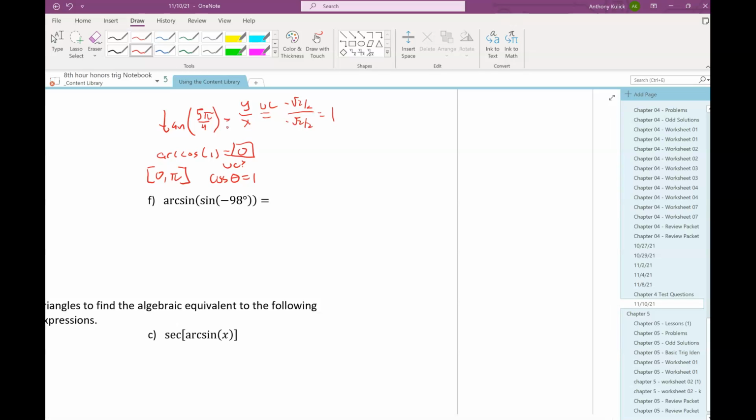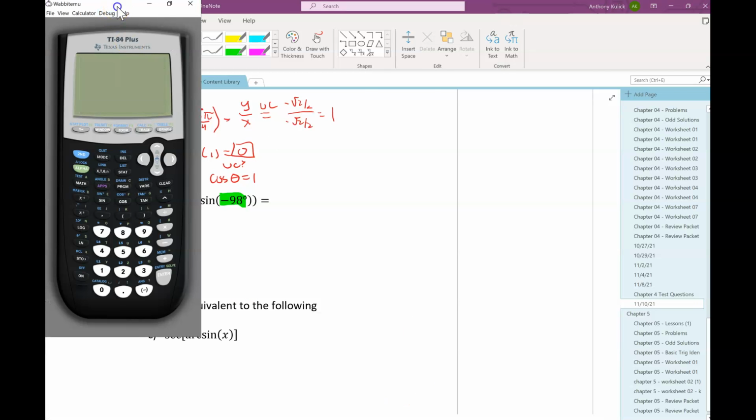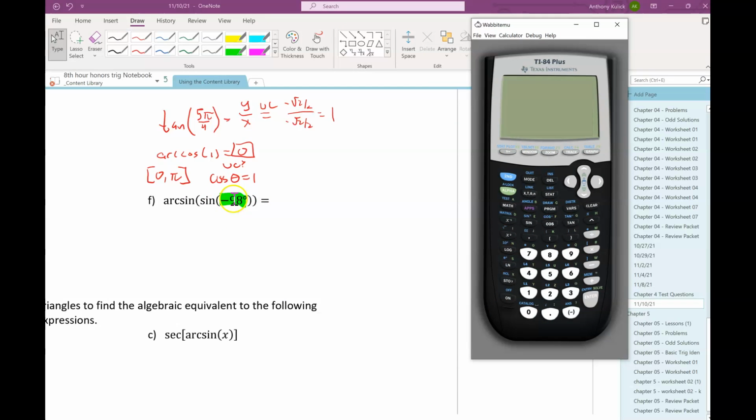Luke? So this is a calculator problem. I know it's a calculator problem because when I look at negative 98 degrees, that's not a unit circle angle. So I'm going to work from the inside out. Now, sine of negative 98 degrees, what mode does my calculator need to be in to do that? Degrees. It's not a trick question, right? If we're doing sine on something in degrees, your calculator best be in degrees. So let me check that, okay? So I'm just going to do sine of negative 98 degrees.